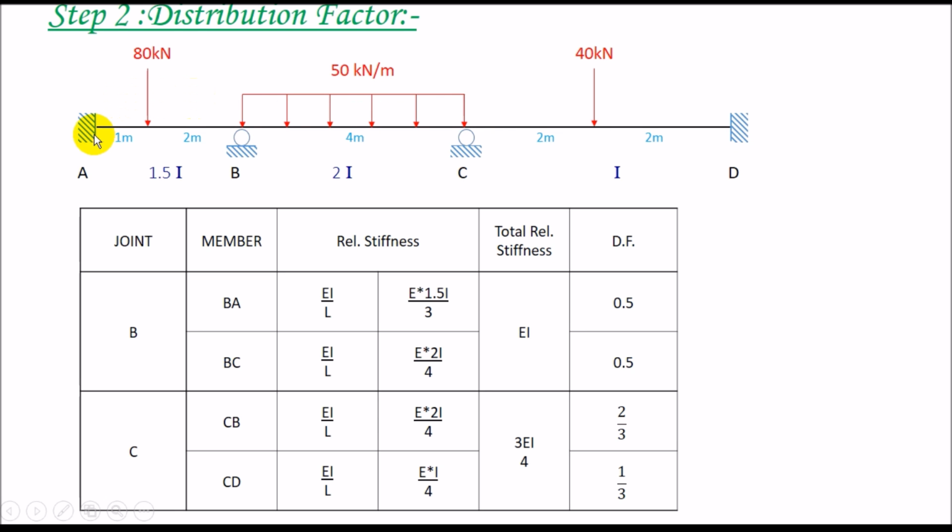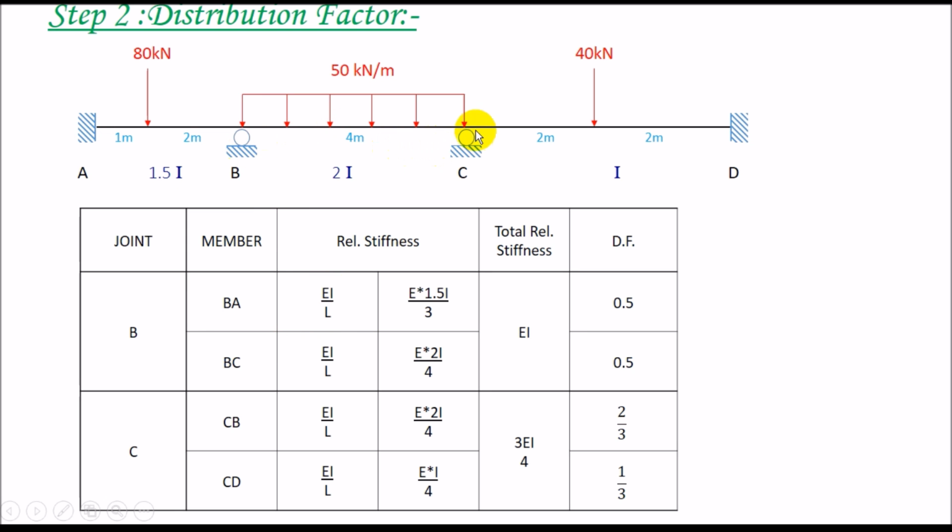So if my far off end is fixed, my relative stiffness formula is EI by L. Okay, and if my far off end is hinged or pin jointed, that is, suppose this was a roller or this was a hinge and it was pin jointed, then my relative stiffness formula would be 3 by 4 EI by L. Okay, so here we have fixed, so it is EI by L.